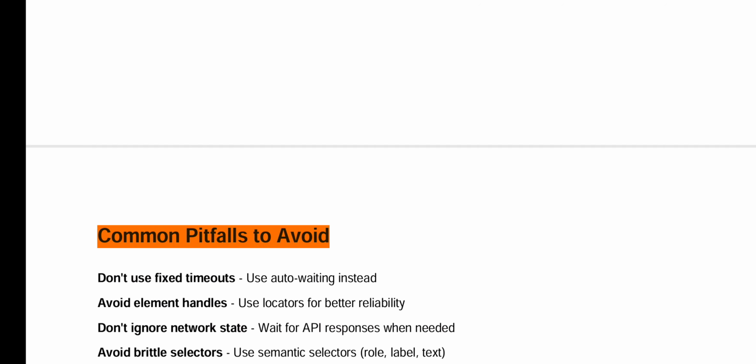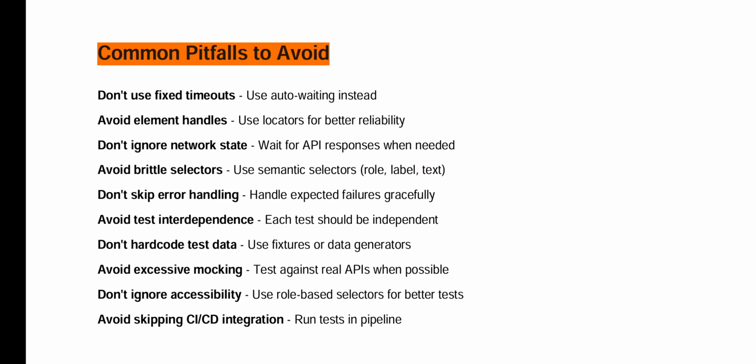Okay, and these are the common pitfalls to avoid while working with the automation framework. Don't use fixed timeouts, use auto waiting instead, and avoid element handles. Use locators for better reliability, and don't ignore the network state, and avoid brittle selectors. Don't skip the error handling, and avoid test interdependence.